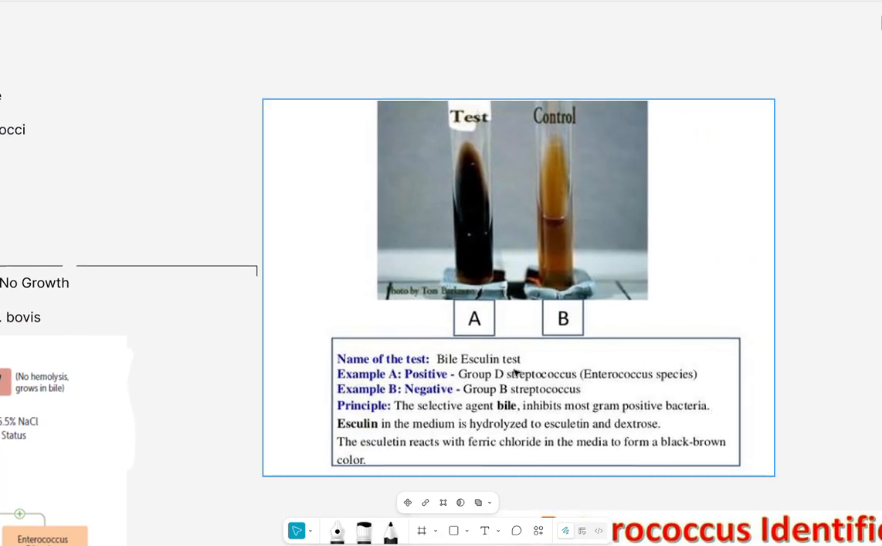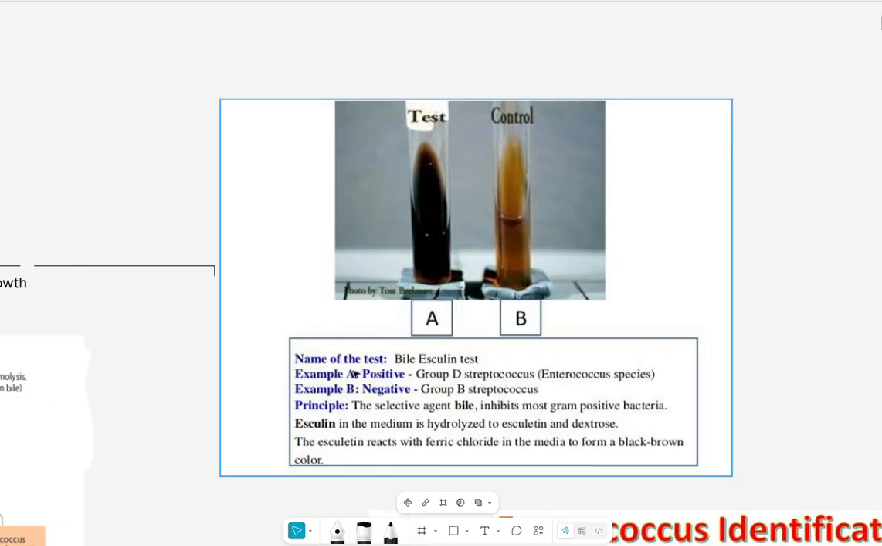So the bile esculin test, I'll repeat it here. The positive ones are group D streptococcus, right? So example A, the ones that can grow in the bile, right, are basically group D streptococcus. And example B is negative. This one, the control one, is group B streptococcus. B for bat. Group B does not get hydrolyzed by the esculin in the bile.